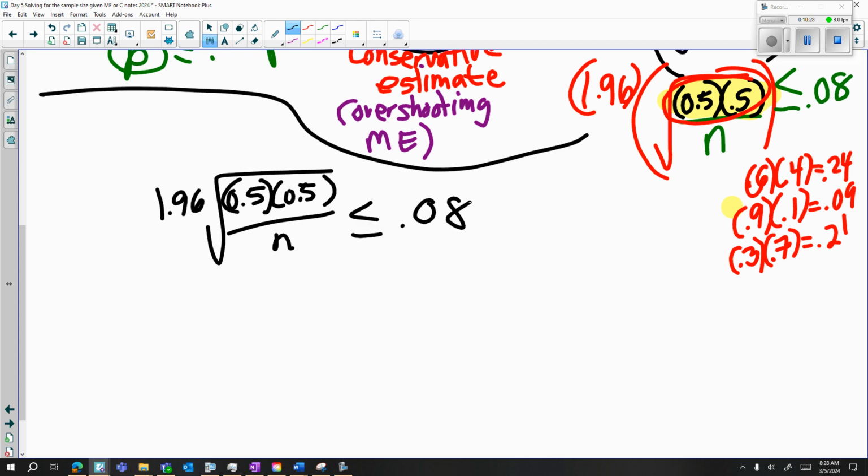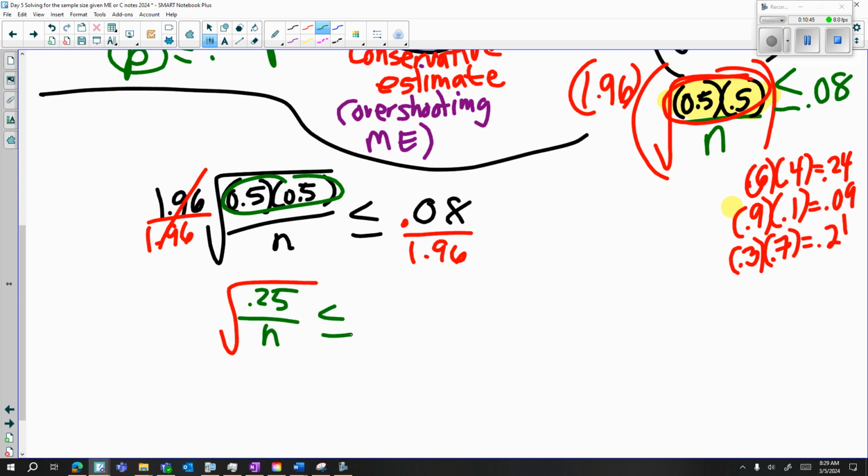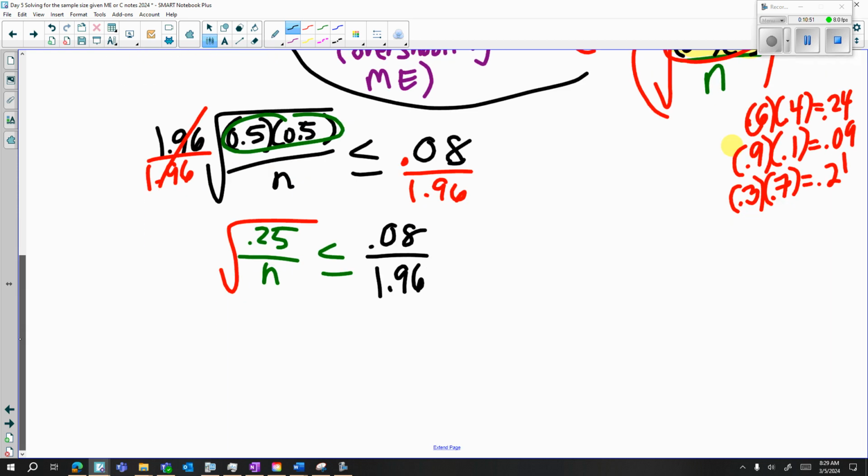So what should I do first to solve for n? Isolate the radical right now. Divide first by 1.96 to get the radical by itself. I'm going to rewrite this 0.5 times 0.5 as 0.25 at the same time, and I'm just going to write this on this side. I'm leaving it as an exact value so that I don't lose anything here. So you guys are all good. I divided out the 1.96 and I multiplied 0.5 times 0.5.